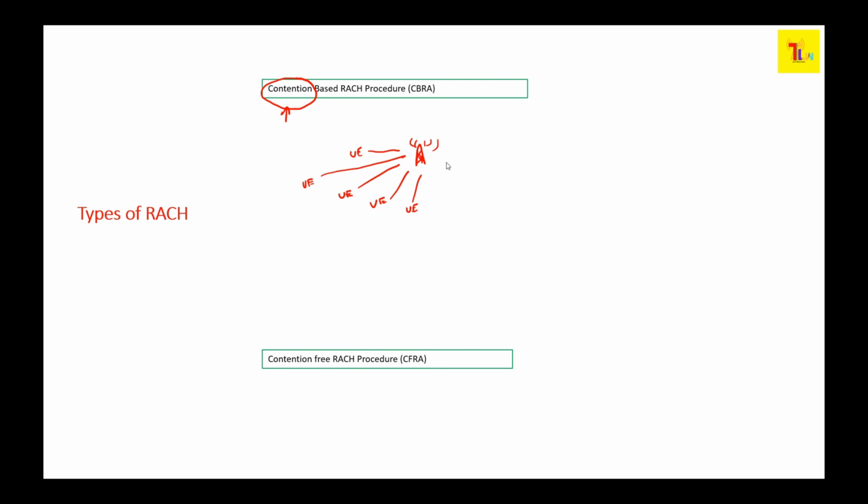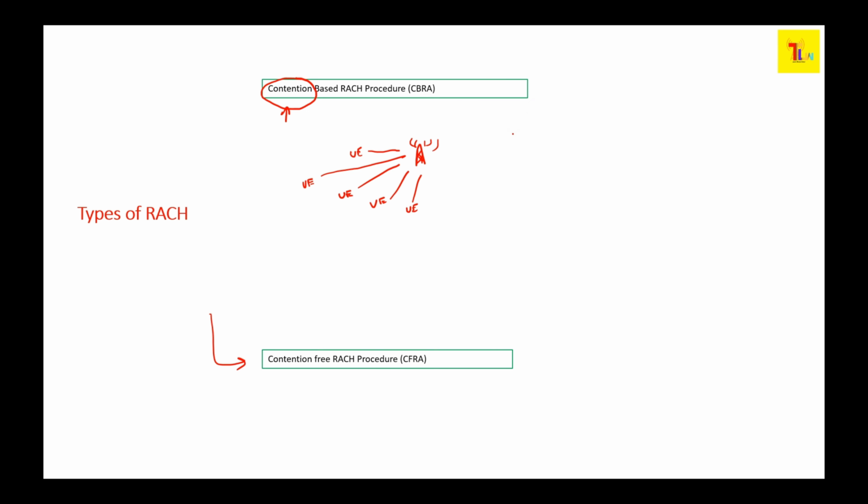Okay, so that's the reason we are considering this as contention based, where there is always contention. Let's suppose multiple UEs are trying at the same time, not all the UEs are going to get the access for that. Okay, so now the question comes: if that is contention based, then what exactly is contention free, and when exactly are you going to have the contention free?